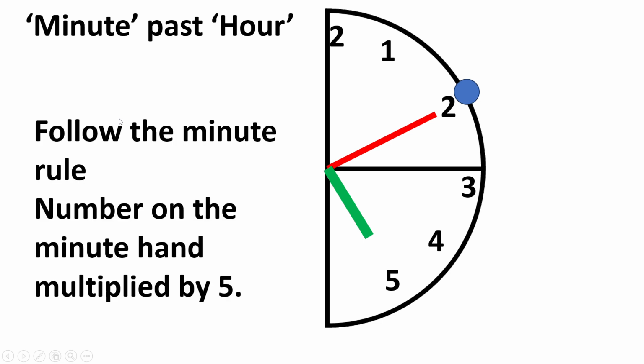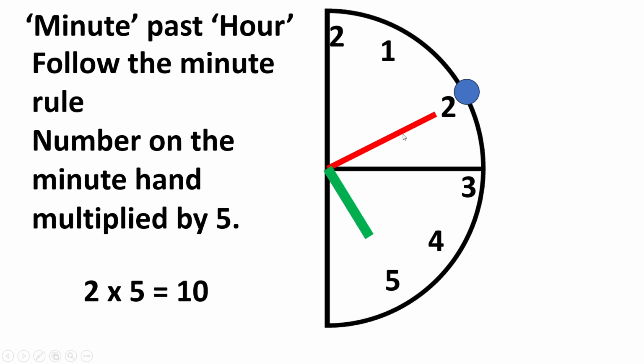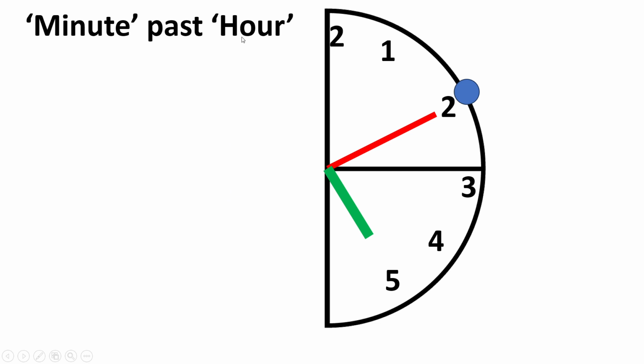We always follow the minute rule when finding the minute, which is we multiply the number on the minute hand by 5. As we can see, the minute hand, which is the longer red one here, is pointing at 2. So we do 2 multiplied by 5, which equals 10. We can see that the hour is pointing at 5. So overall we would say that it is 10 past 5.